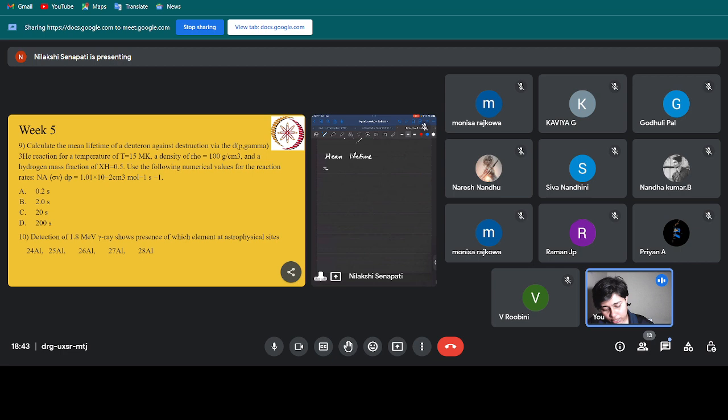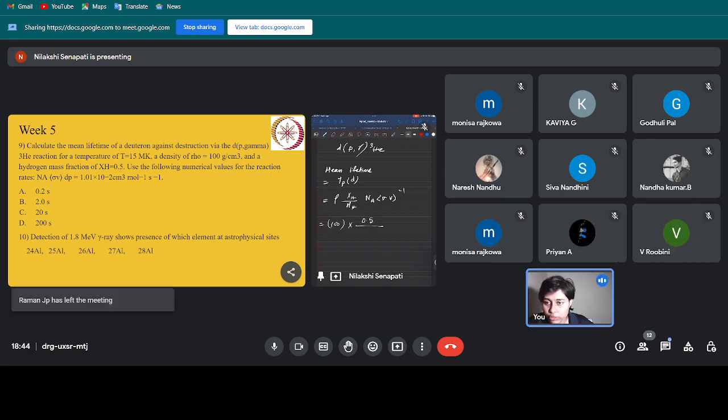So the formula is mean lifetime tau_p(d) = (rho X_H / (m_H N_A sigma v))^-1, this inverse. Now if you calculate, rho is 100 gram per centimeter cube, that is given to you. I am not writing the units anymore.